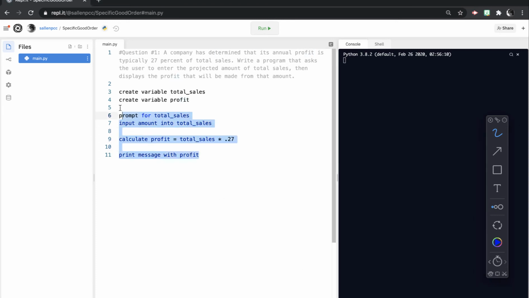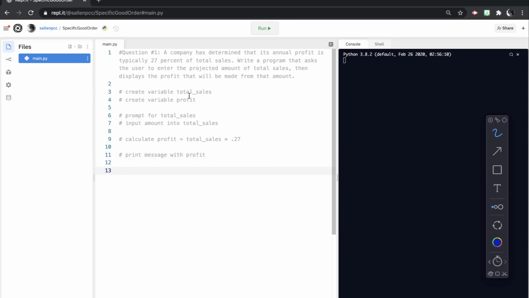And so I'm going to comment out these lines. And in Replit, you can do that quickly by highlighting all the lines and then hitting the command or the control key and the forward slash. And it's just a toggle that toggles back and forth. And the forward slash is the key with the question mark on it.